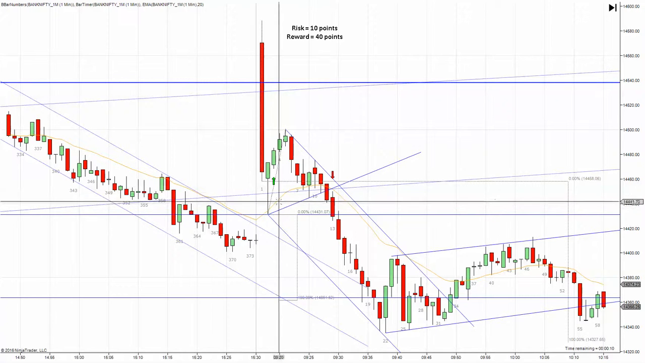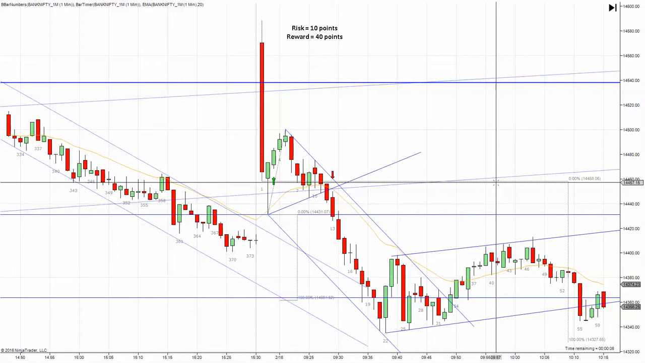I'm using a 1 minute candlestick chart and let's go through it bar by bar and understand what trades were possible using the methods that I've been outlining, and how to enter, where to place the stop and where to book profits. All those aspects we'll look at.